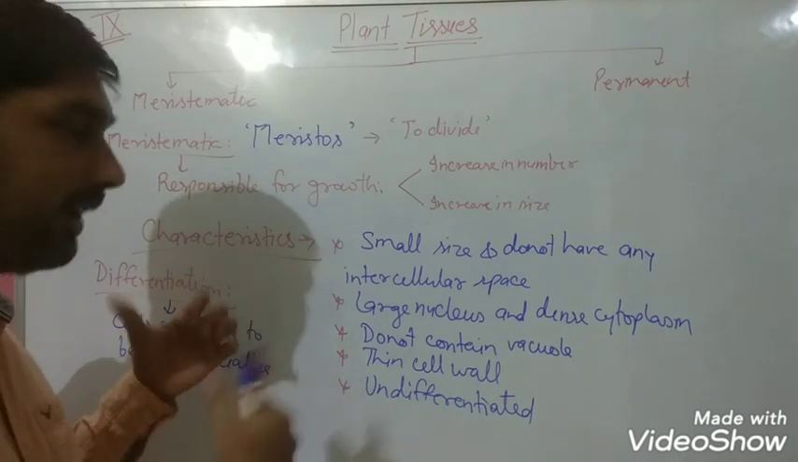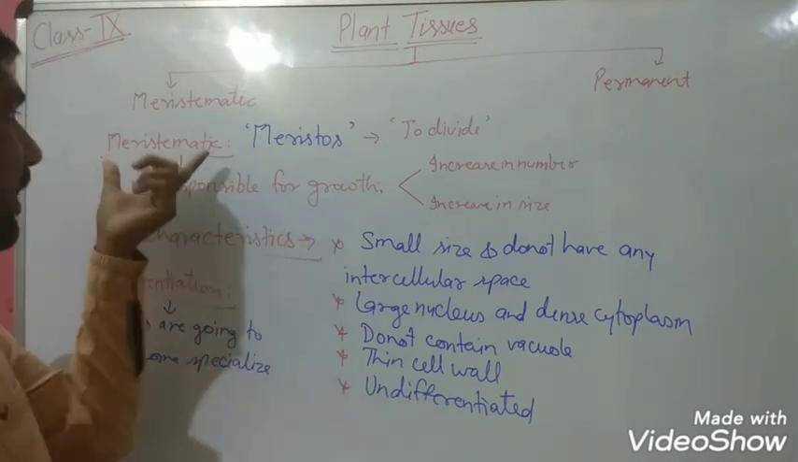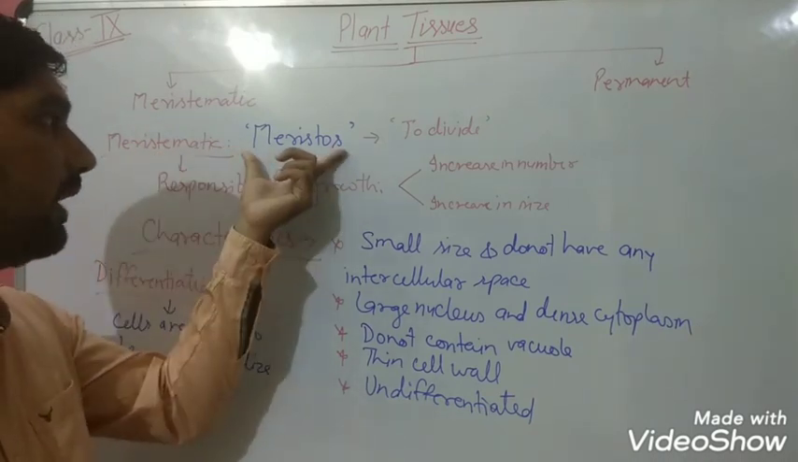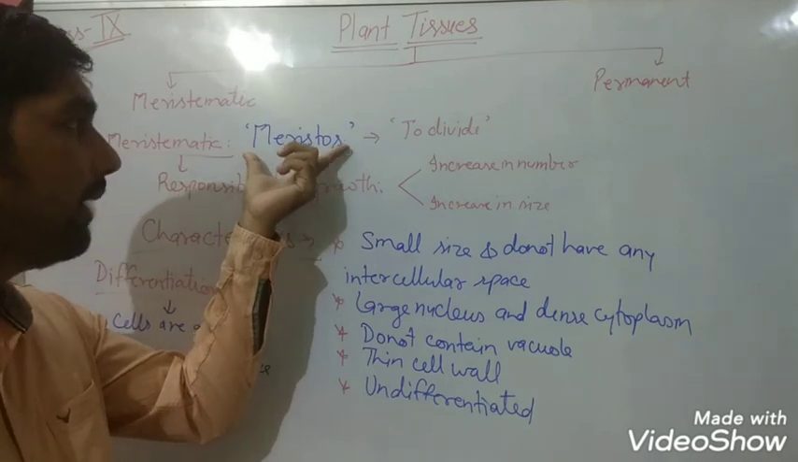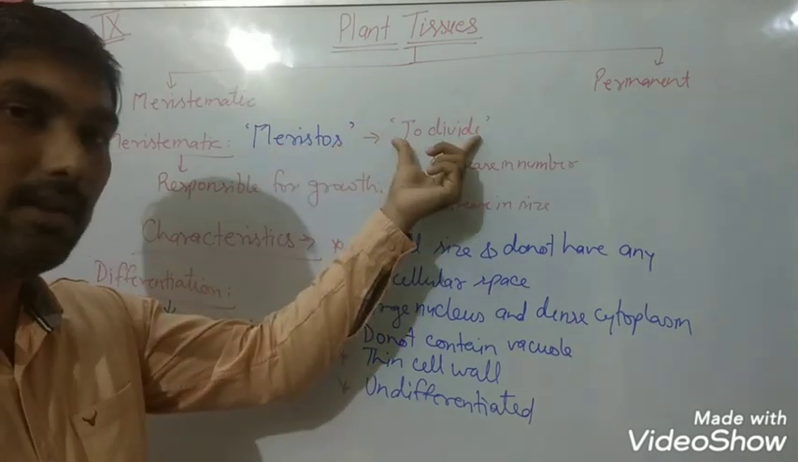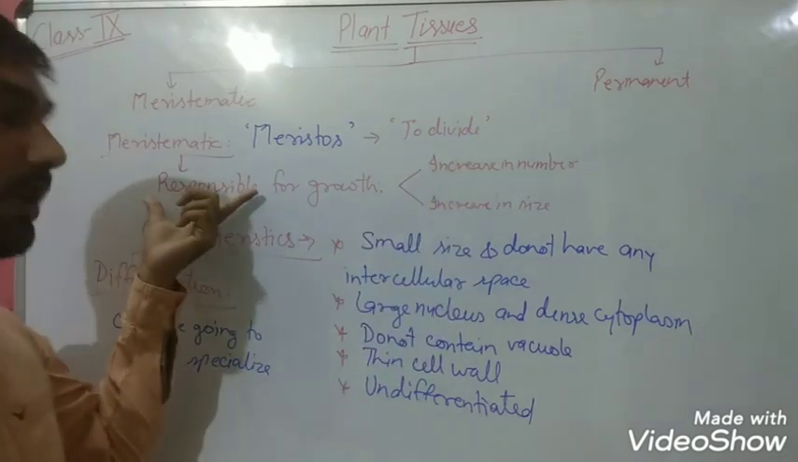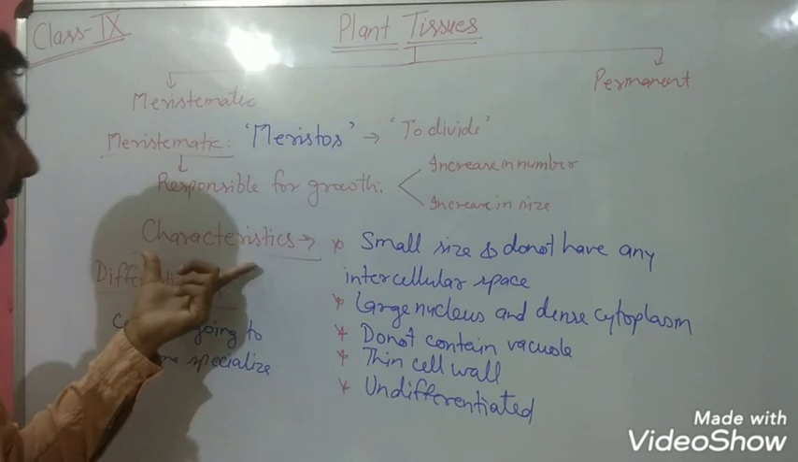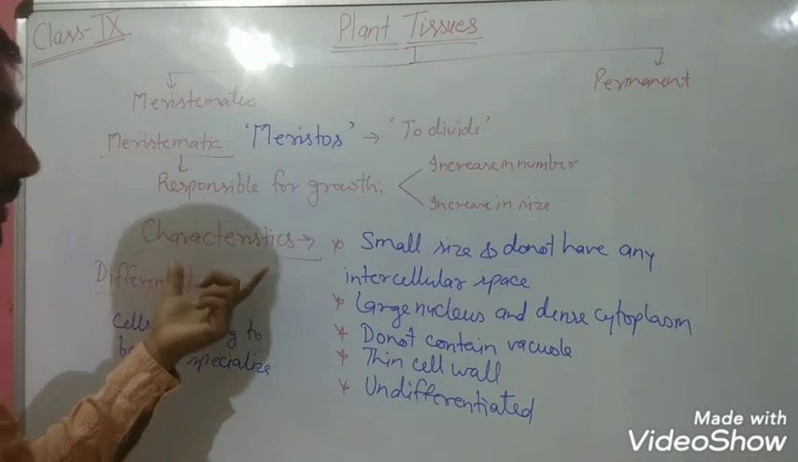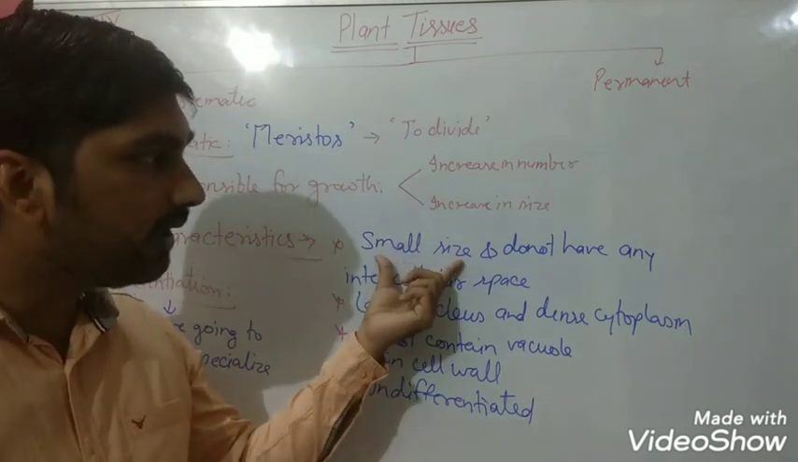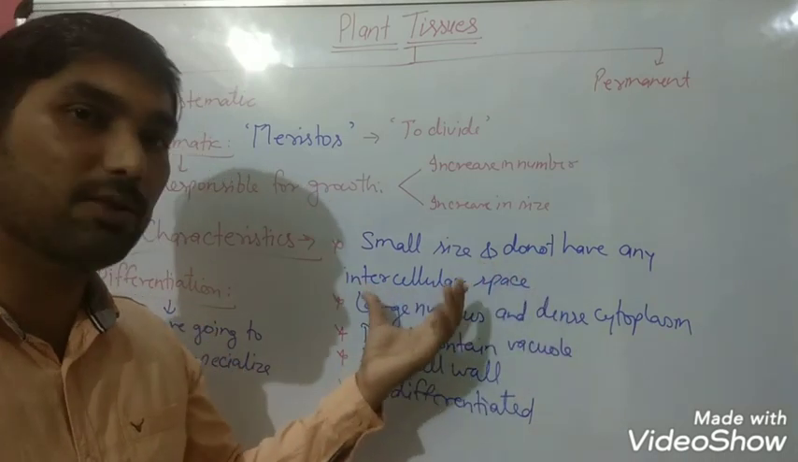So let's recap once again. Meristematic, this word is derived from a Greek word, meristos, and it means to divide. So these cells, these tissues, are responsible for growth, and they have some specific characteristics, like they have a small size and they do not have any intercellular space.